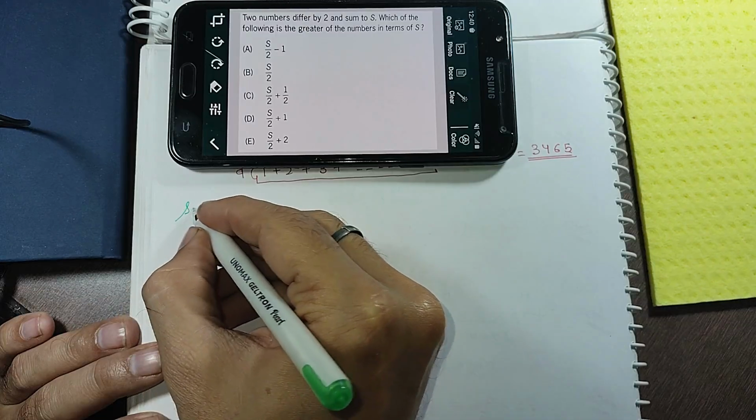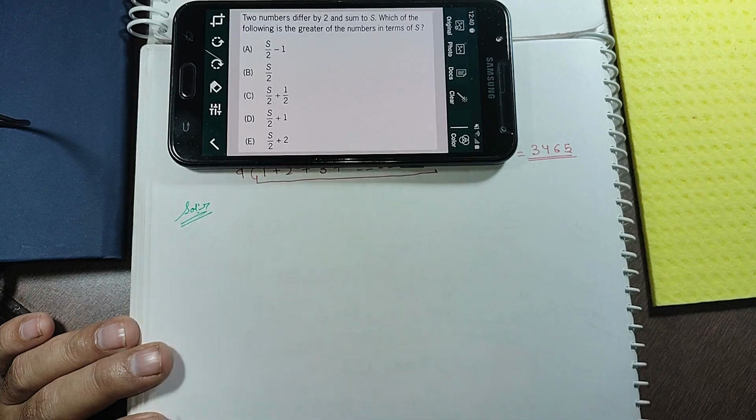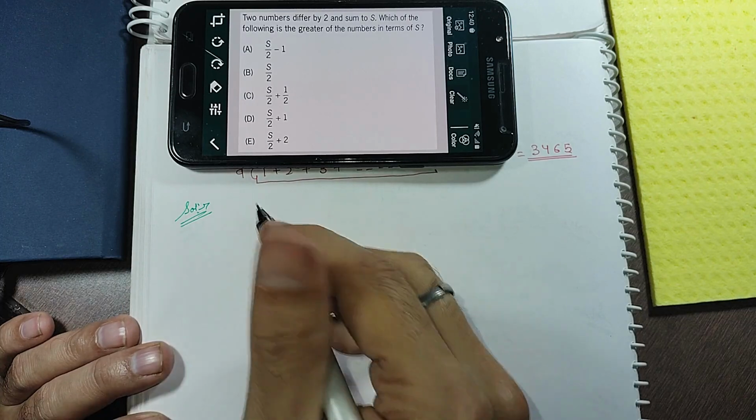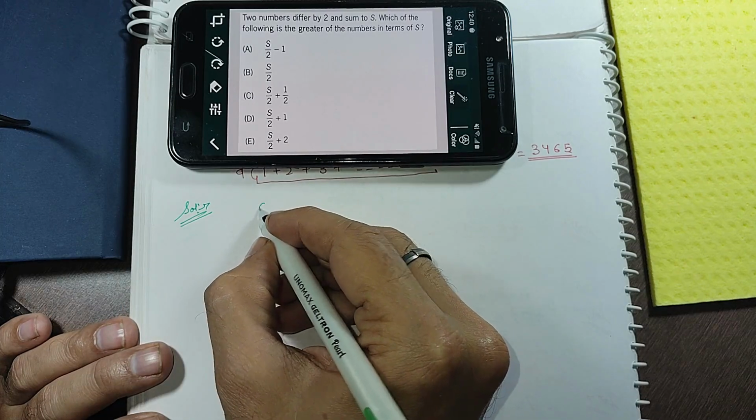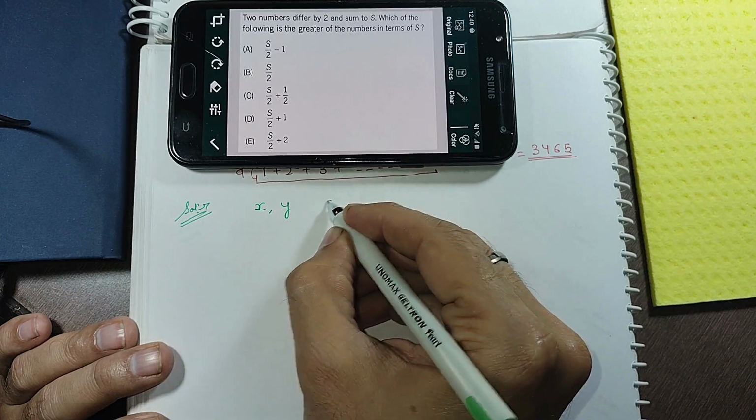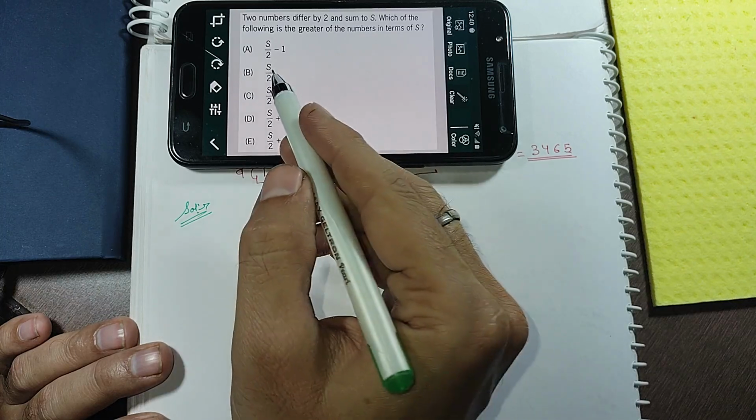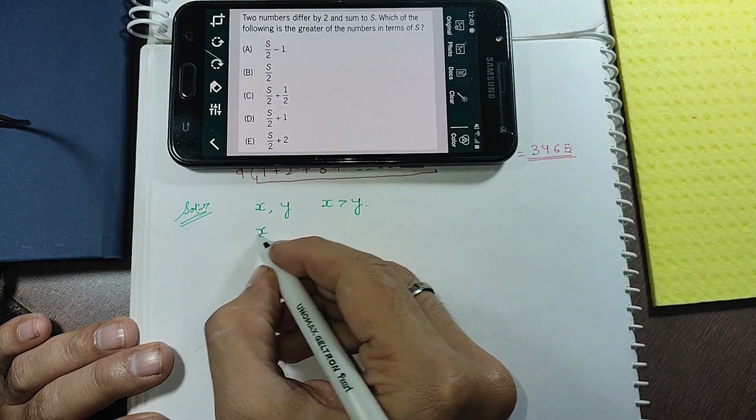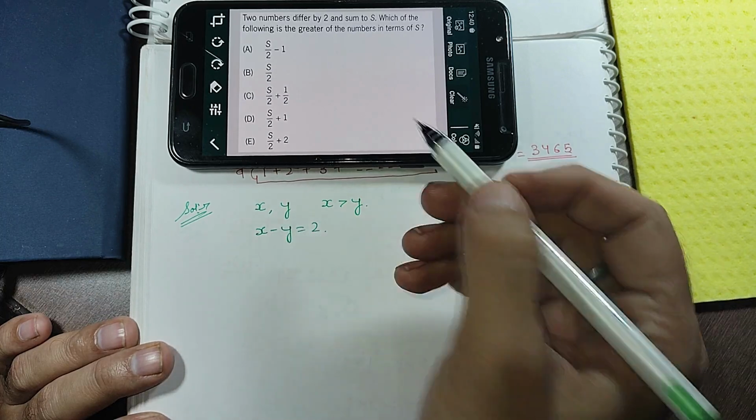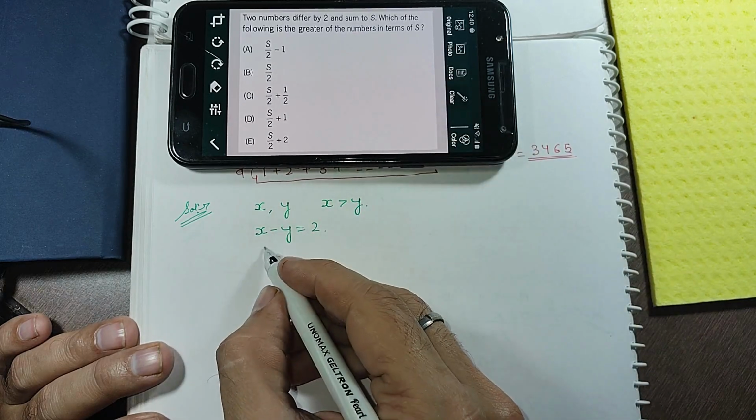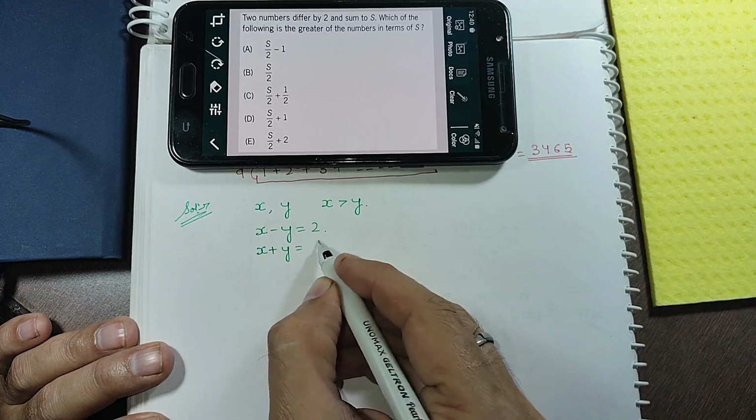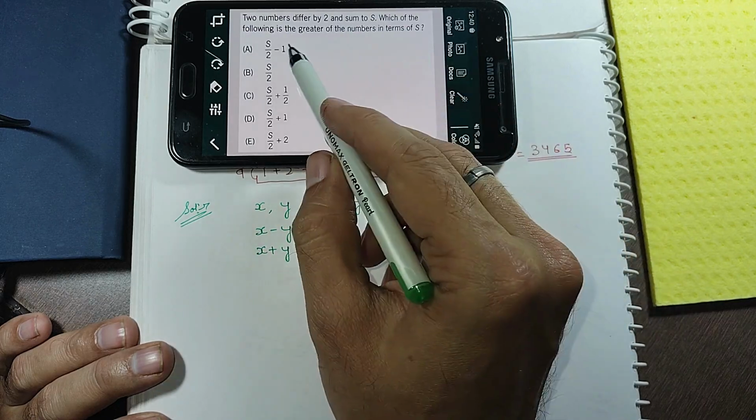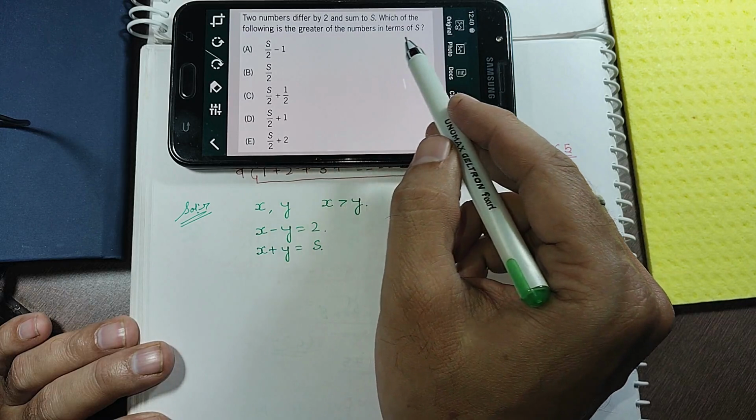Two numbers differ by 2 and sum to s. Which of the following is the greater of the numbers in terms of s? Let us suppose we have two numbers x and y, and the condition is x is greater than y. Two numbers differ by 2, that means x minus y is equal to 2, and sum to s, so x plus y is equal to s. Now we have to find the greater of the numbers in terms of s.